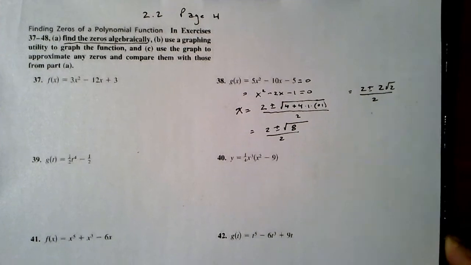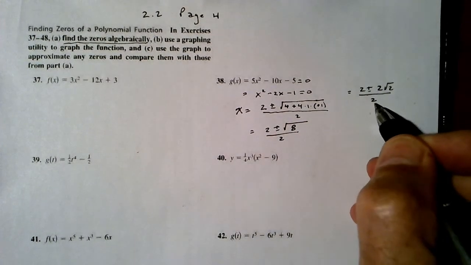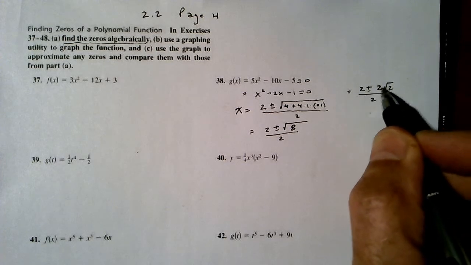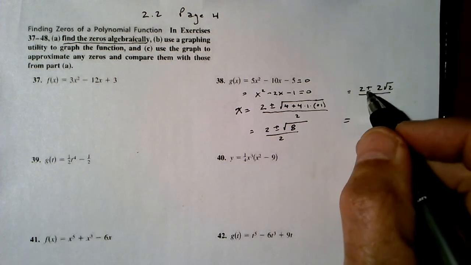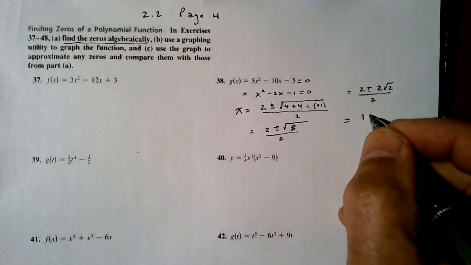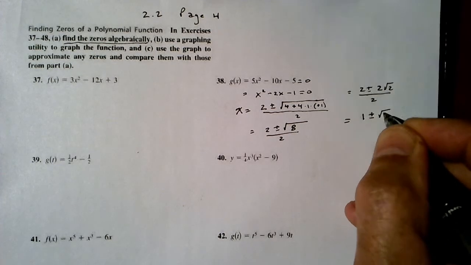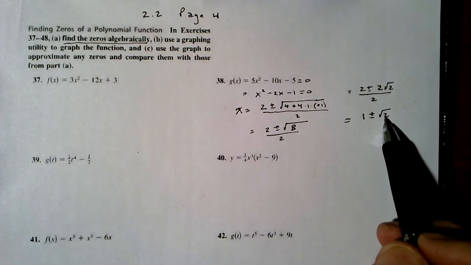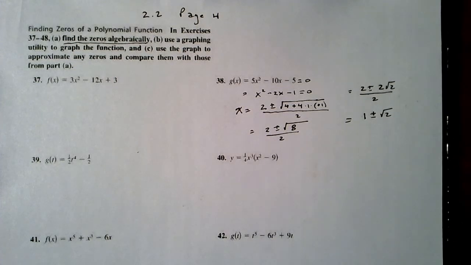Danger time here. I will see people cancel these 2's, but you have to cancel the whole top. You have to divide this term by 2 and this term by 2. So divide the top by 2 and I get 1 plus or minus the square root of 2. Instead of 2 square root of 2, we divide by 2 and we have 1 square root of 2, and the 2 in the denominator cancels. And those are our zeros.